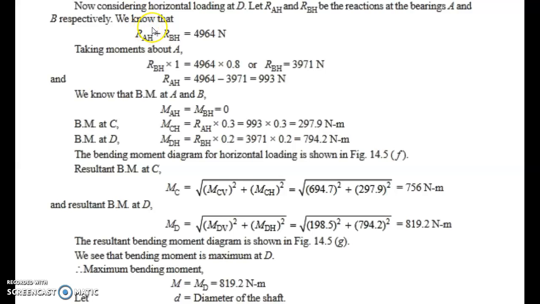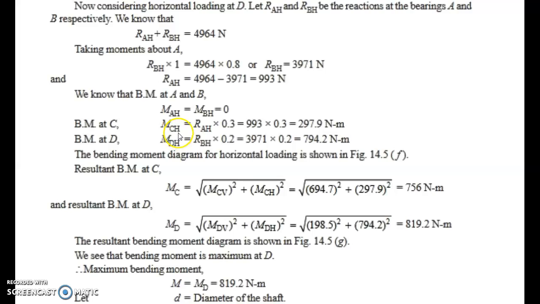Similar to the previous case, for the horizontal direction, RAH plus RBH, we calculated the value, is equal to 4,964 Newton. And taking the moment about A, RBH into 1 is equal to 496.08. What is that value? That value will become 3,971 Newton. And if we substitute this RBH in the previous equation, we will get RAH for the horizontal direction. And we know that the bending moment at A and B for the horizontal direction is also 0.